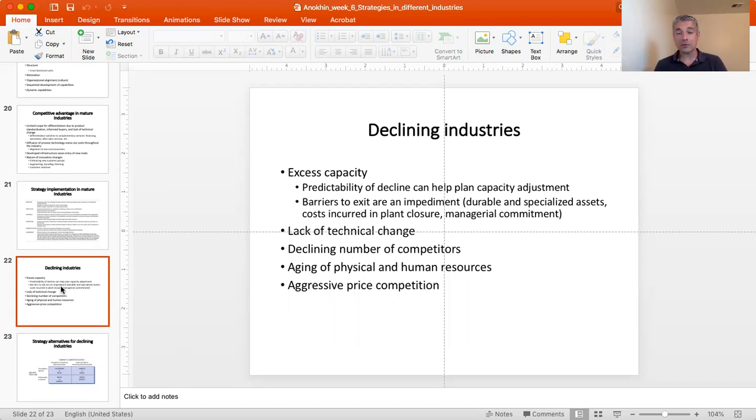There's a declining number of competitors, which may not be a bad thing for you, right? So the competitive pressures do go down. There's aging physical resources and aging human resources, right? People are not trained for those obsolete technologies. So you're stuck with employees who have been trained quite some time ago. That puts new limits on what you can do. And yeah, the competition is aggressively based on price. So what do you do if that's your situation?